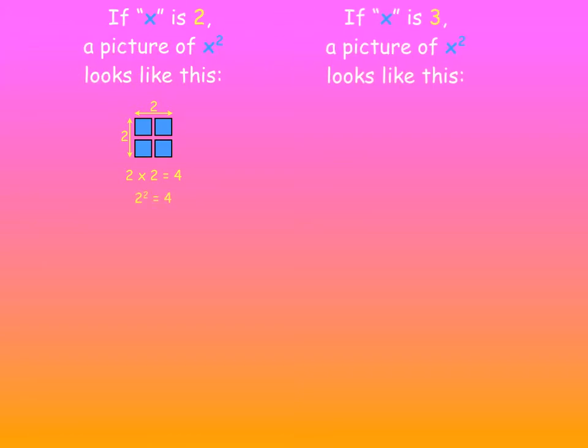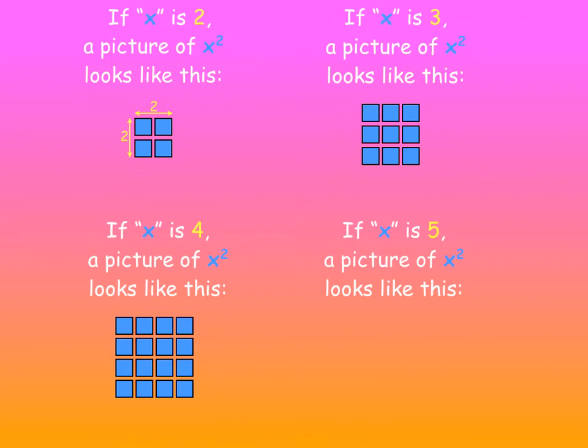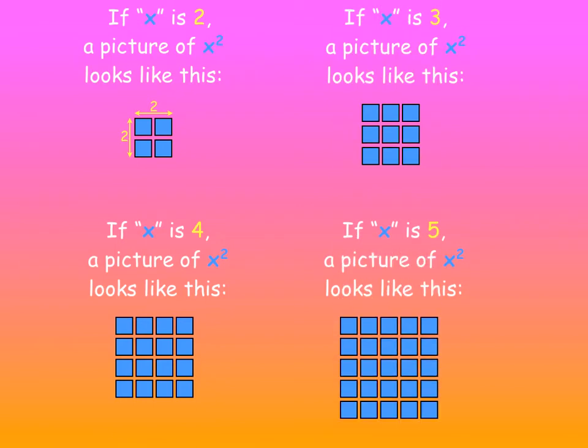Let's make a picture of this. Let's say if x is 2, then a picture of x squared looks like this, 2 by 2. 2 times 2 is 4, or 2 squared is 4. Another example. What if x is 3? Then a picture of x squared would look like this, 3 by 3, which is 9. 3 squared is 9. What if x is 4? Well, then a picture of x squared would look like this, and a picture of x squared if x is 5 would look like that.